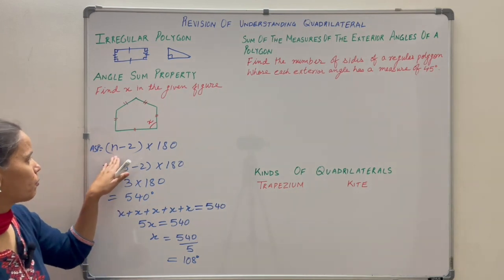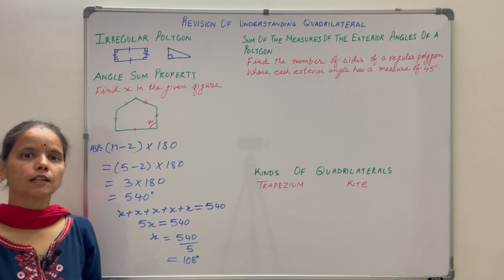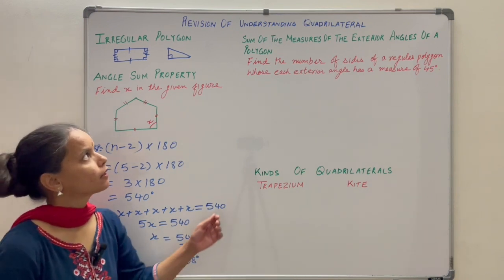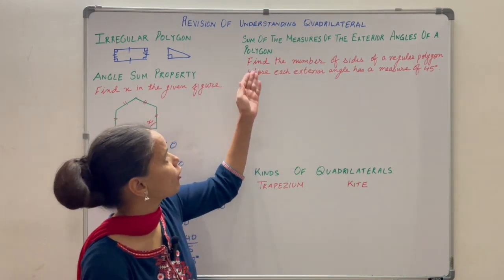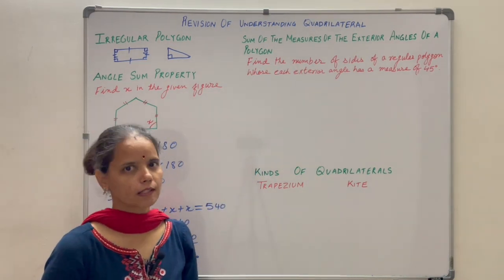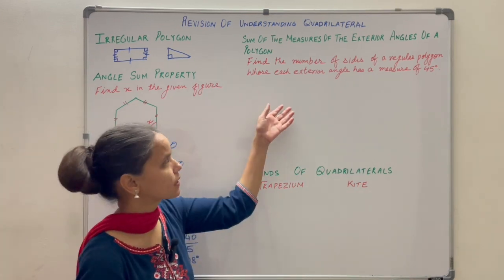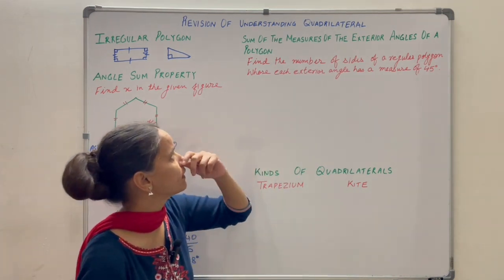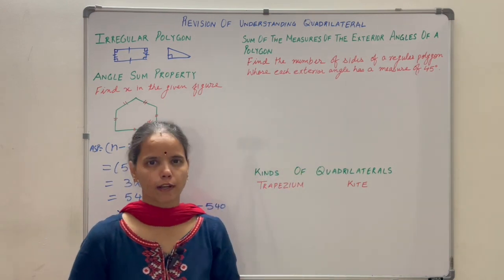So using this formula (n minus 2) into 180 degrees, you can find the sum of all interior angles of any polygon. Now let us see, the sum of the measurements of the exterior angles of a polygon is always 360 degrees. So to understand how to apply this, let us take this question. Find the number of sides of a regular polygon whose each exterior angle has a measure of 45 degrees.